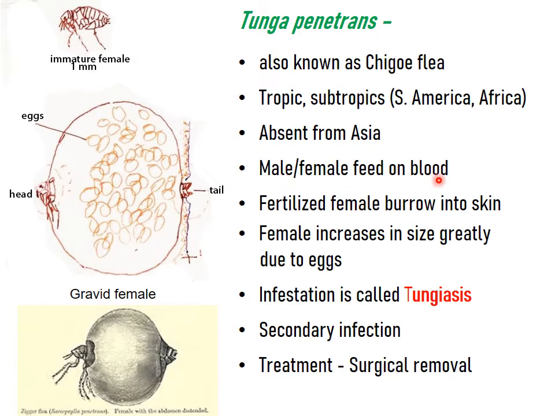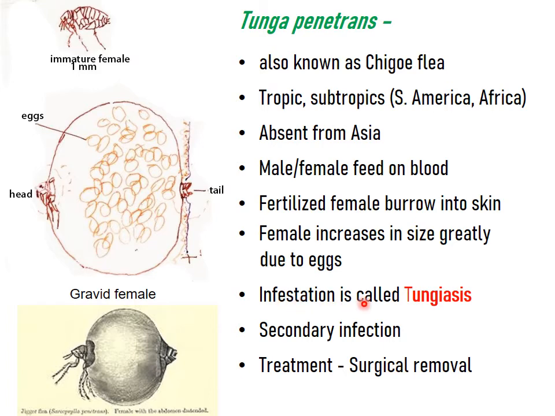Both the male and female flea feed on human blood. However, only the female flea burrows under the skin. This is a picture of an immature female flea with no eggs in her. This, however, is a gravid female flea. If you can appreciate, this is the head and this is her rear end, and this is a distended mid-region with eggs in it. This is just another diagrammatic representation.